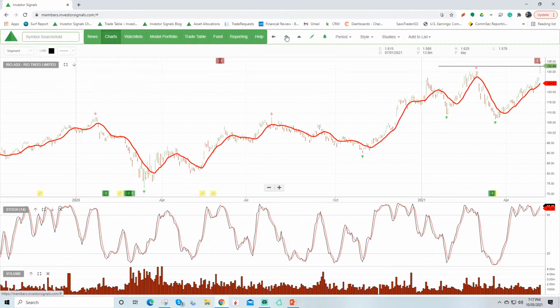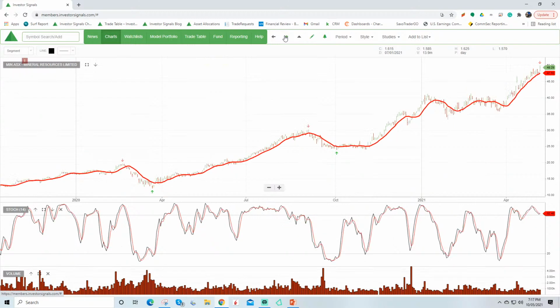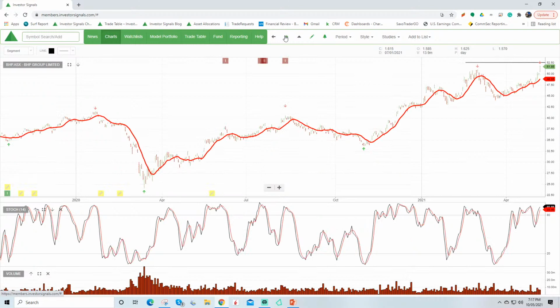Rio, our preference is Fortescue over Rio, but in some cases we're still holding Rio as just general exposure to iron ore prices. Oz Minerals, we really like this company. We've been waiting for a pullback in the share price. We haven't seen it, but if we see a more material correction later this year, we'll certainly look to add Fortescue and Mineral Resources into portfolios. BHP, buy that on a dip.